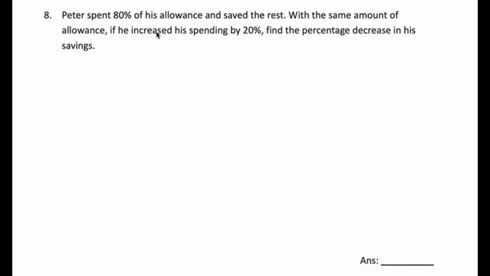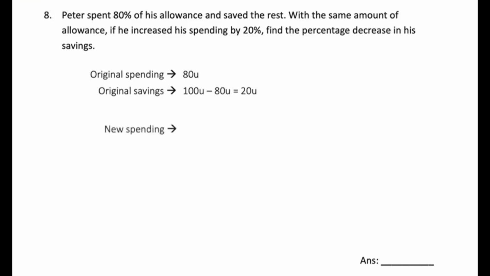So Peter's allowance is 100 units. If Peter's allowance is 100 units, then he will be spending 80 units. Savings will be simply 20 units, 100 minus 80. This is his savings. Now the question says he increases spending by 20%, but the allowance doesn't change. So the allowance is still 100 units. Spending is not 80 units anymore, but more by 20%. So how much will be extra 20% of 80 units? It will be 120% of 80 units, right? 120 over 100 multiplied by 80 units. So 96 units will be his new spending.